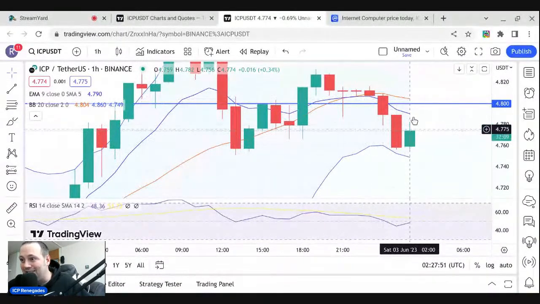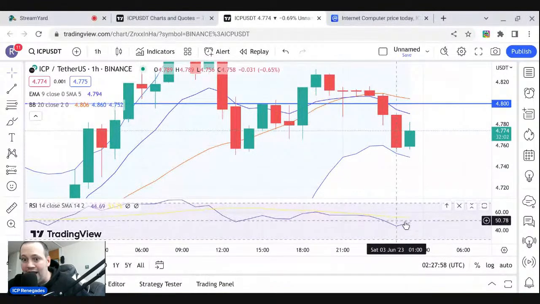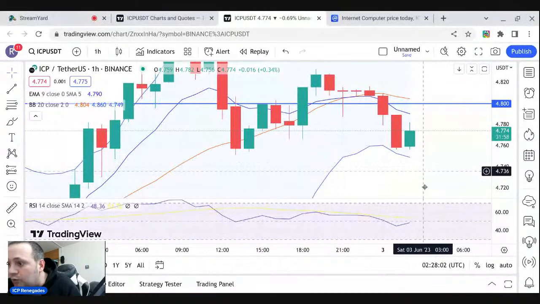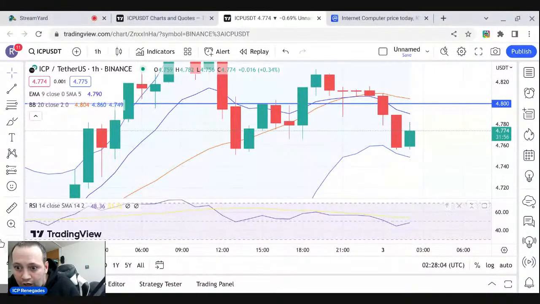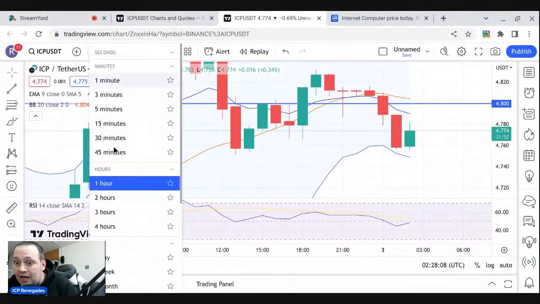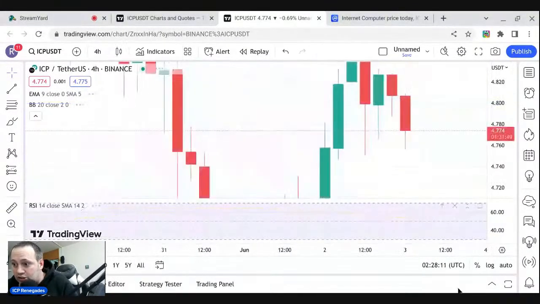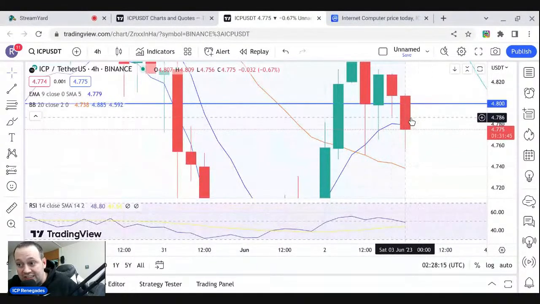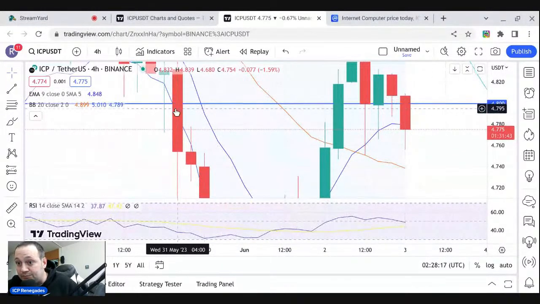And now we're going up to test it as resistance again, but we've got to get above the EMA 9 first, at 479. On the hour, we are below, about 3.5, 4 points. But on the 4 hour, we are above that. That's what I wanted to show you as well. We're above on the RSI, which means on the 4 hour we have enough volume to continue.